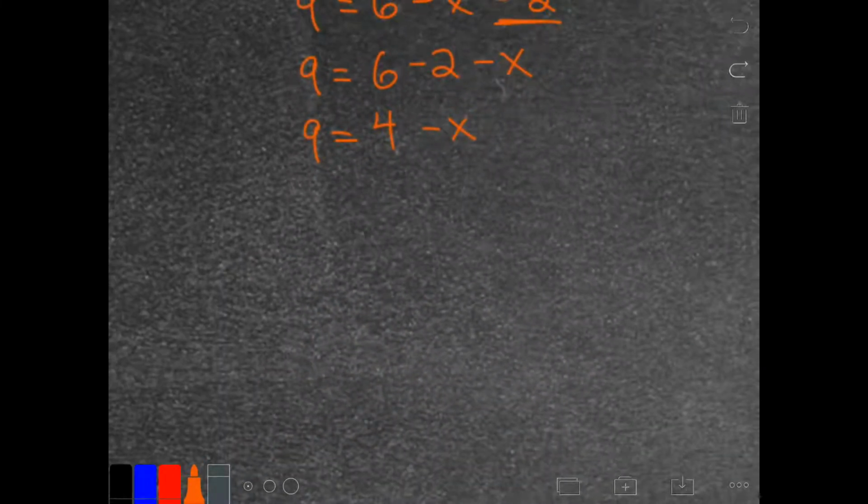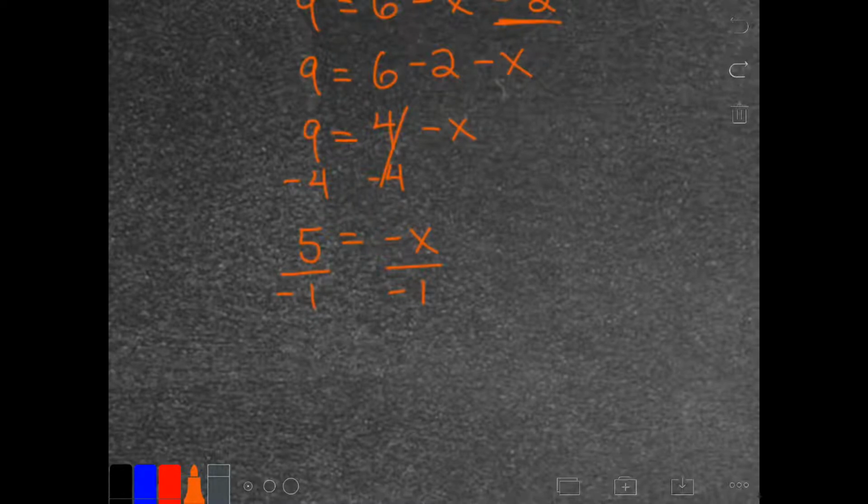So I need to get x by itself. Let's go ahead and get rid of the positive 4 by subtracting 4. The 4s will cancel out, and I'm left with negative x. But I'm not done quite yet, because I don't want to know what negative x is. I want to know what positive x is equal to. So to undo or get rid of this negative sign, we're going to divide both sides by negative 1. So 5 divided by negative 1 will give me negative 5. Negative x divided by negative 1, well, two negatives will give me a positive. So negative 5 equals x.